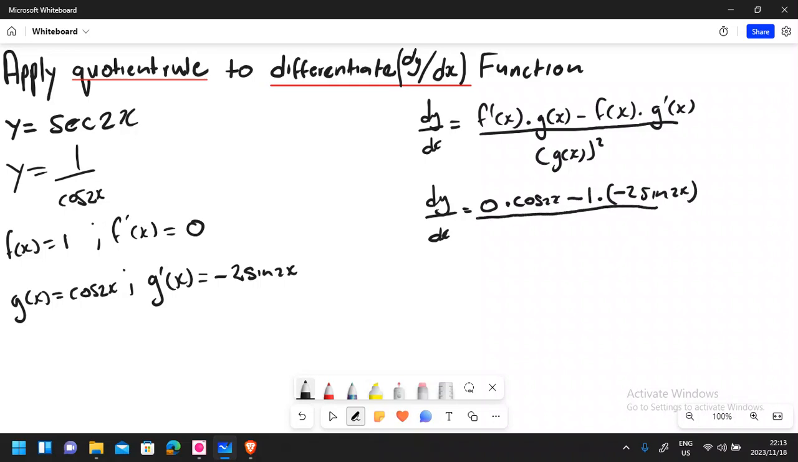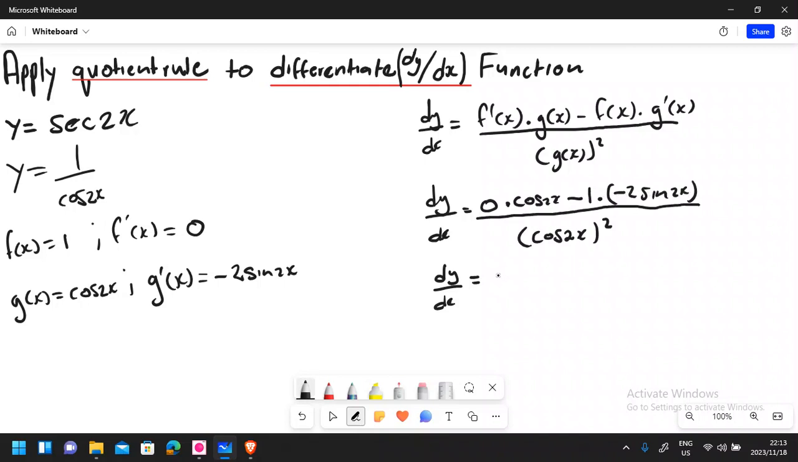Now we divide. When we divide here, this is going to be g of x squared. So g of x here is going to be cos 2x, then we square. Now let's simplify this further. Now dy over dx. The first term here is multiplied by 0. Even if you don't write it, we just leave it like that. 0 multiplied by cos 2x is 0.